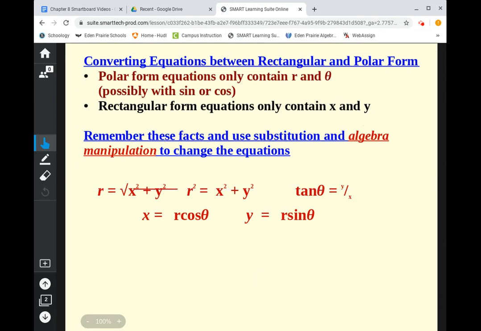All right, remember these facts, use substitution and algebra manipulation to change the equations. So here, this is everything that you guys would need. Here's r, where it equals the square root of x squared plus y squared. The line's a little off there, but it is the square root of x squared plus y squared. Also, r squared equals x squared plus y squared. Those two are tied together. Tangent theta equals y over x, x equals r cosine theta, y equals r sine theta. Now would be a good time to pause and write all of these equations down so that you have them in your notes for your test.